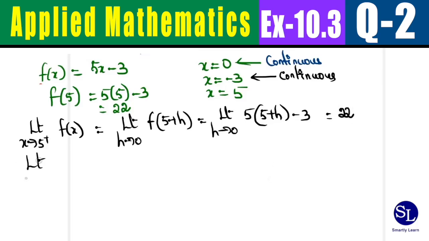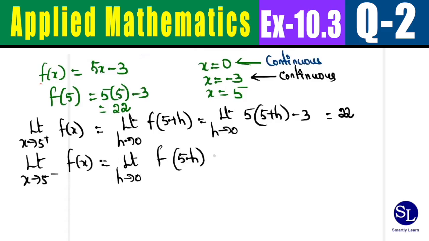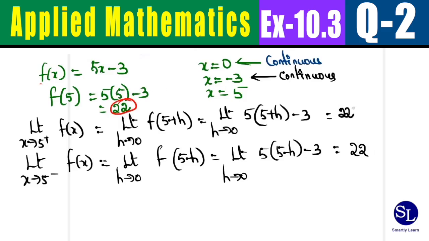Now let's compute limit x tends to 5 minus f of x. So this is limit h tends to 0, f of 5 minus h. This is limit h tends to 0, 5 into 5 minus h minus 3. So if you compute the value, h is going to be 0. So 25 minus 3 is 22. Now f of 5 is 22. X tends to 5 plus is 22 and 5 minus is also 22. So this function is continuous at x is also equal to 5.